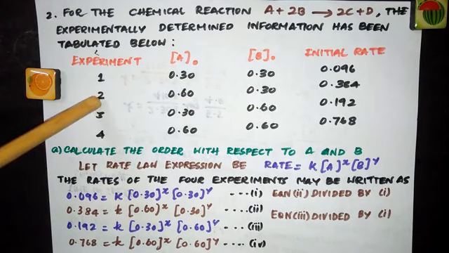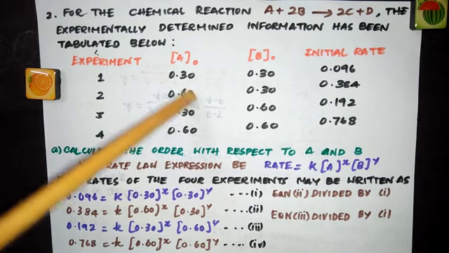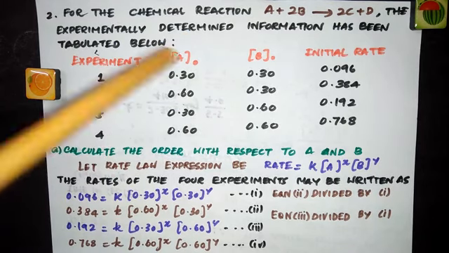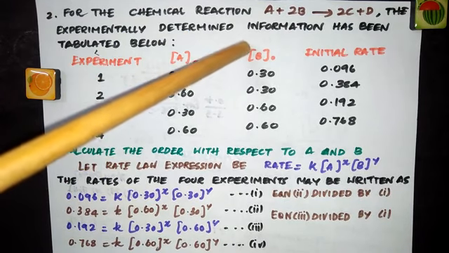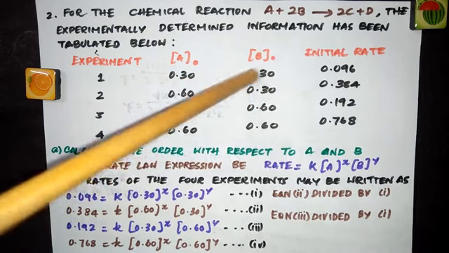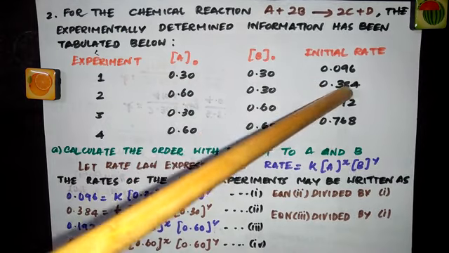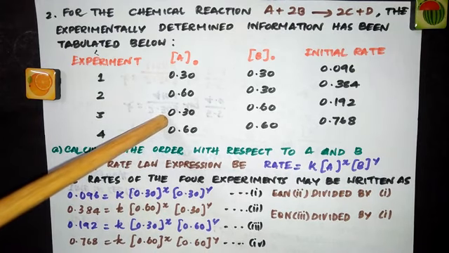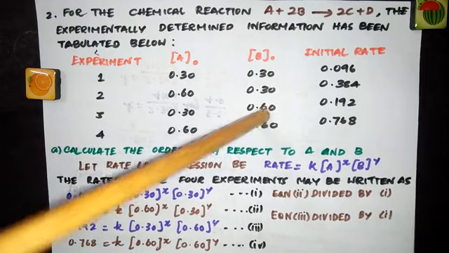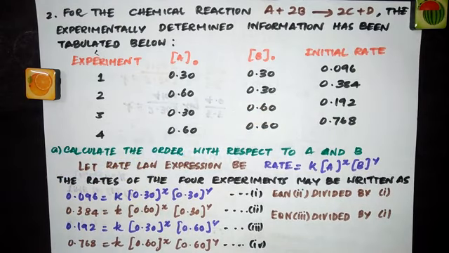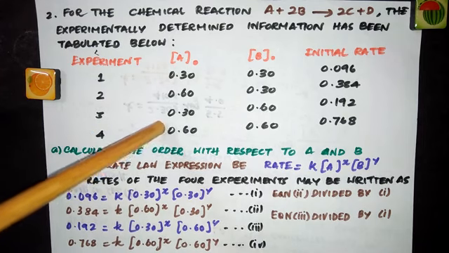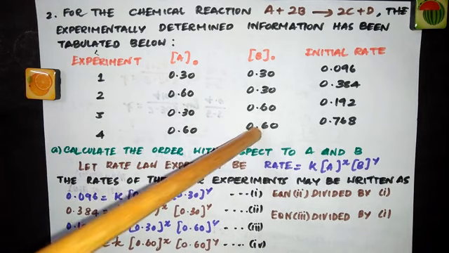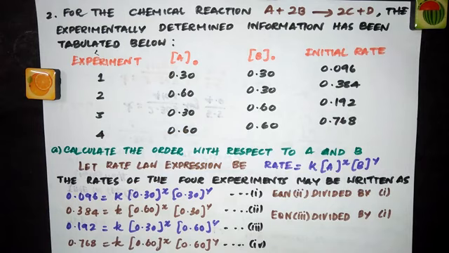0.096. In the second experiment, you are taking the initial concentration of A to be 0.60. You are starting the reaction with this concentration of A, and for B, you are taking this concentration, 0.30. At that experiment, initial rate is found to be 0.384. In the third experiment, initial concentration of A is taken to be 0.30 and B to be 0.60, and the initial rate is found to be 0.192. And at the fourth experiment, the initial concentration of A is 0.60 and B is 0.60 and the rate is found to be 0.768. After giving these experimentally determined information, they are asking you 4 questions.